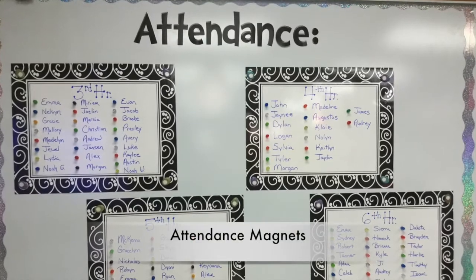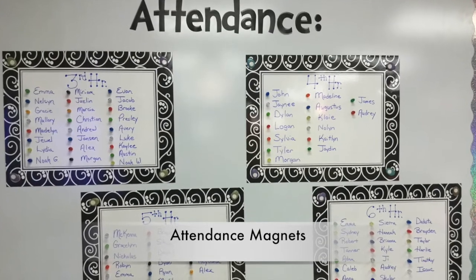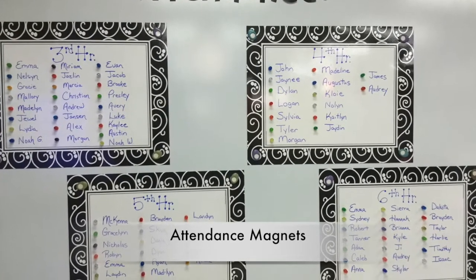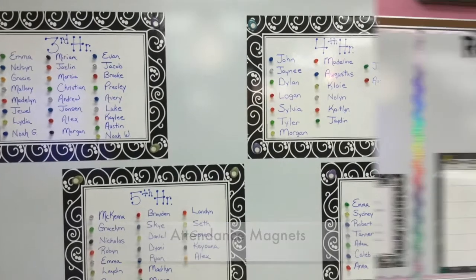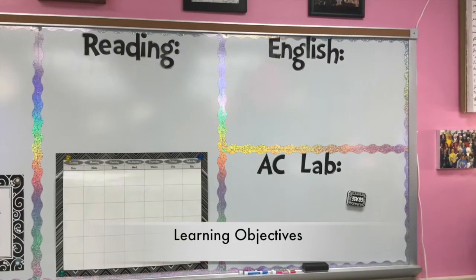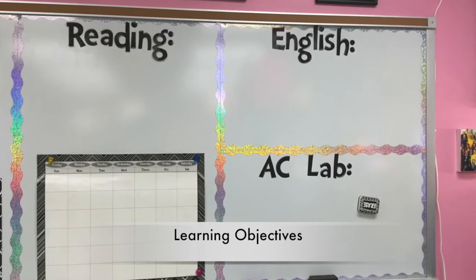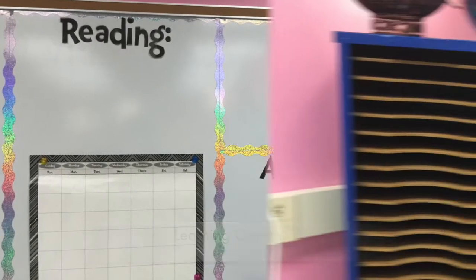When students enter the classroom, they find their name and grab the magnet that is next to it and move it onto the whiteboard. This way we can take attendance quickly and efficiently. Next to the magnets are our classroom objectives, so students know what is expected of them when it comes to learning in every single class.